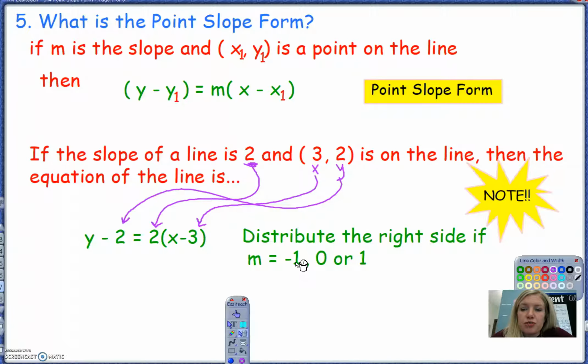Make sure to note that you distribute the right side if m equals -1, 0, or 1. Okay, so I'll have to explain that one to you. So when your slope is -1, 0, or 1, you've got to simplify your right side.